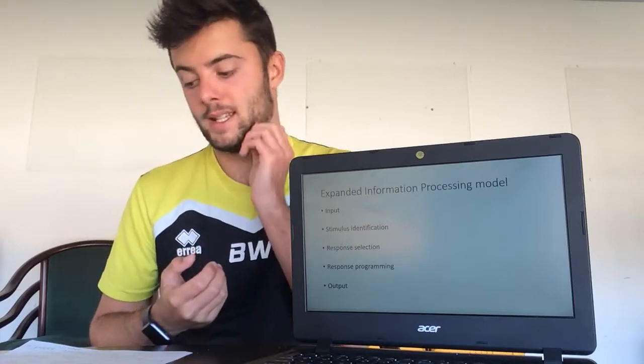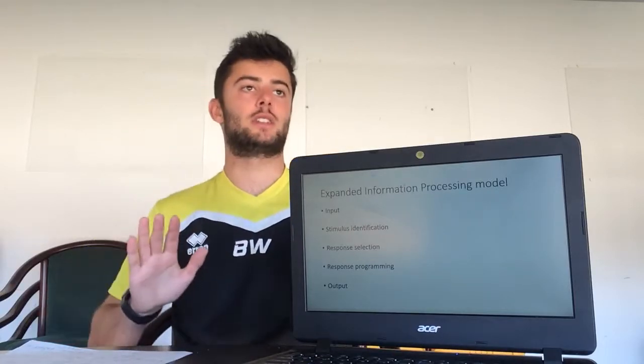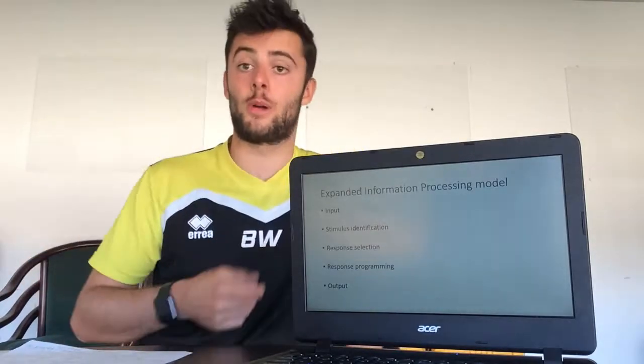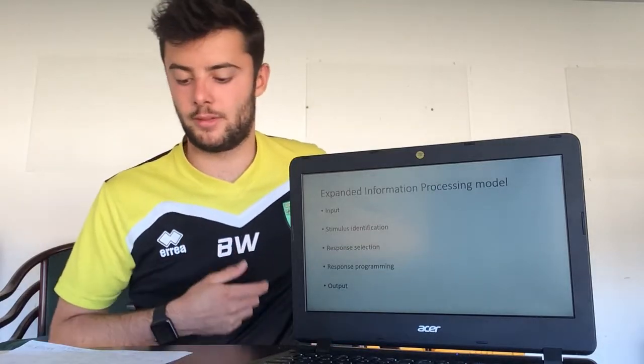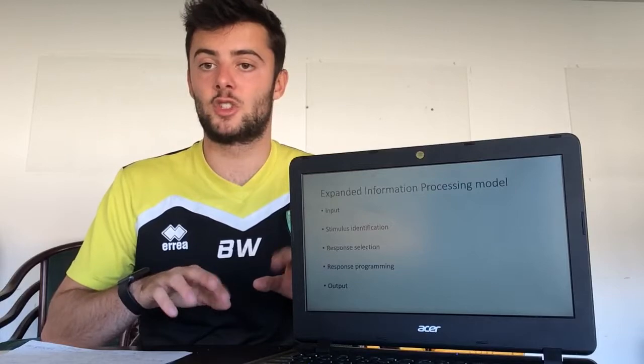So it could be selecting to shoot low rather than high, because you've seen the keeper's back on his line and you want to test him in the bottom corners. This is the part of the computer program where you would then work out what you need to do to fix it. Response programming would then be typing it into the system to get it ready.